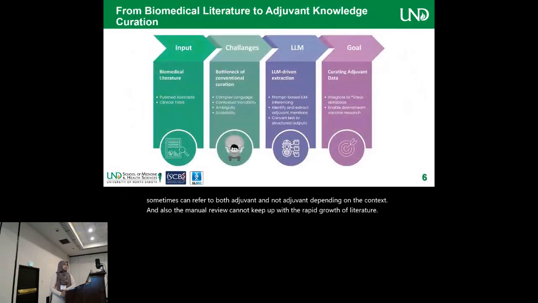So, from biomedical literature to adjuvant knowledge curation, we have inputs in the form of PubMed abstracts and clinical trials. We have the bottleneck of scalability with the complex language, contextual variability, and ambiguity. And we have different possible solutions. We have chosen LLMs. And the final goal is to curate the adjuvant data and integrate it into vaccine databases like VaxJo.